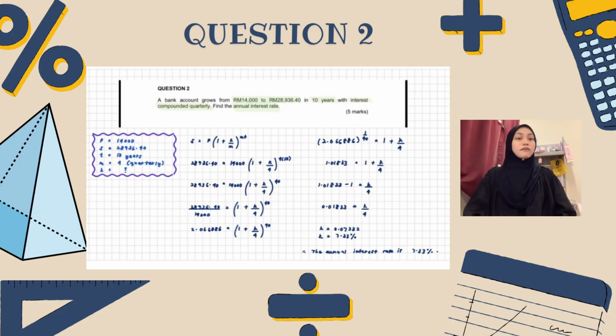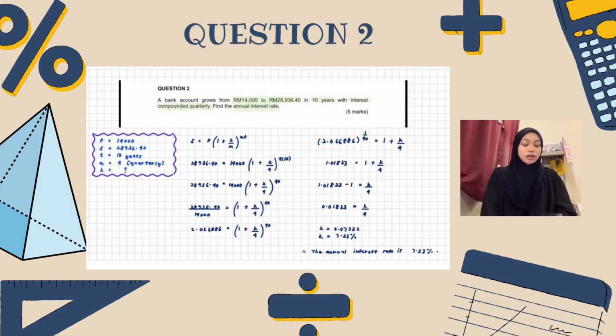Part A, question 2. First, we use the compound interest formula. As you all know, the compound interest formula is S equals P(1 + i)^n. From the question, the principal amount P is 14,000, the accumulated amount S is RM38,936.47. The time is 10 years and the interest is compounded quarterly, so M is 4. Next, we find the total number of compounding periods. n equals mt, so n equals 4 times 10. The total is 40.